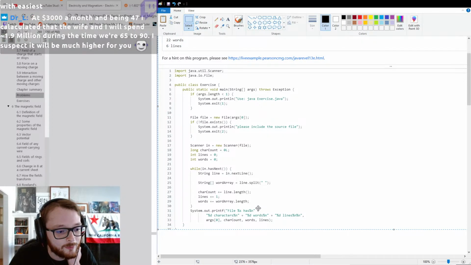I think that's $1,000 a month and being 47, I calculated the lifetime I will spend about 1.9 million during the time of 65 to 90. Yeah, I got an extra 20 years.